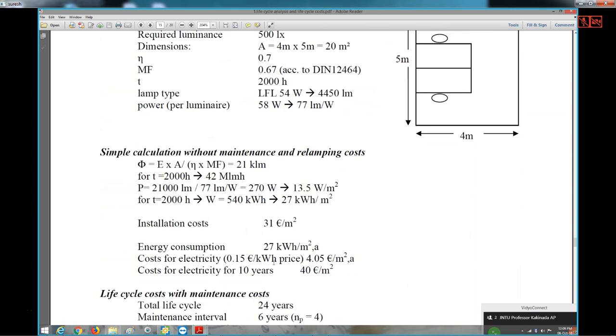Then energy consumption charges are 27 kilowatt hour per meter square energy consumption within this area. And cost of electricity, if you are going to take per unit of energy consumption, it is charged at 0.15 pounds. Then for total energy consumption, the cost of electricity is now 4.05 pounds per meter square. And cost of electricity for 10 years is 40 pounds per meter square. So like that we have calculated one thing.